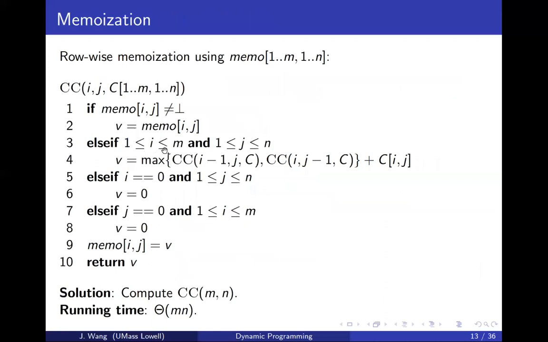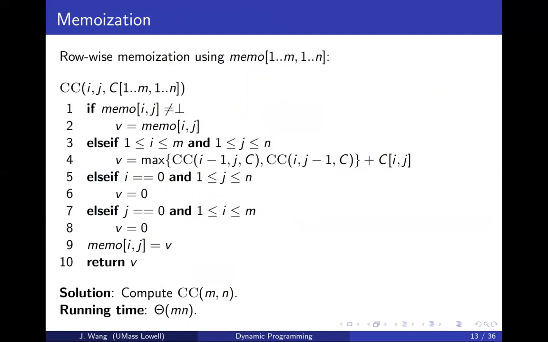Okay, so if i is greater than or equal to 1, that means greater than 0, and j too, so if this is true, I return this. Else, if i is 0, return 0, or j is 0, return 0. You can say else if i is 0 and j is from 1 to n, or j is 0 and i is from 1 to m, you return 0. So either way, it's the same idea. So after that, you put v into (i,j). So return v.